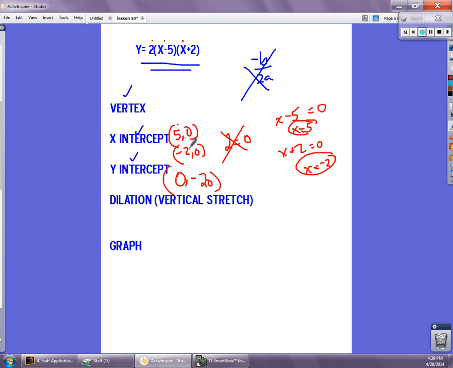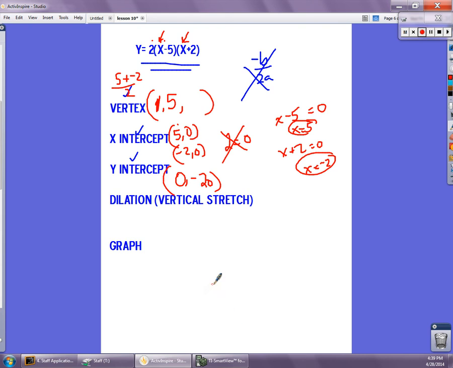The x-coordinate of the vertex is the average of the intercepts. So 5 plus negative 2 divided by 2 is 3 divided by 2, which is 1.5. So the vertex is going to be at 1.5. To find the y value, I can plug in 1.5 there and solve it.